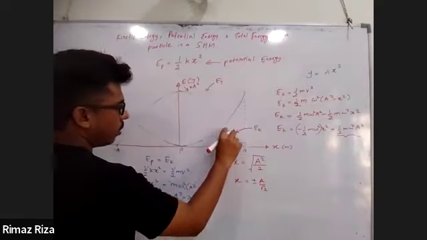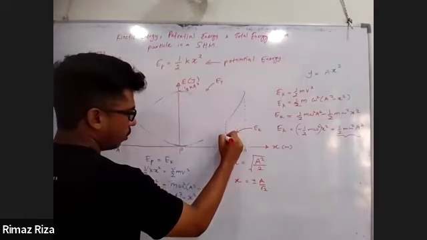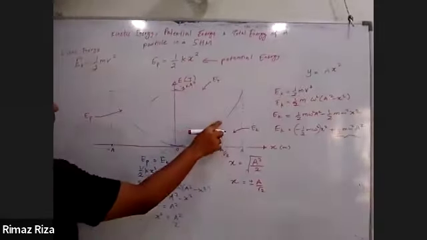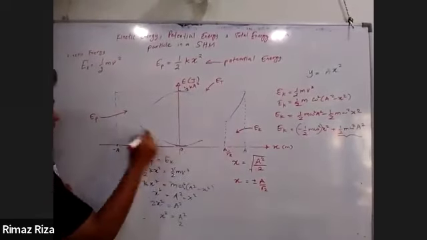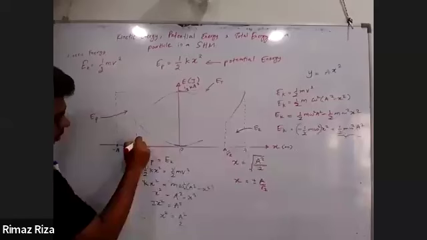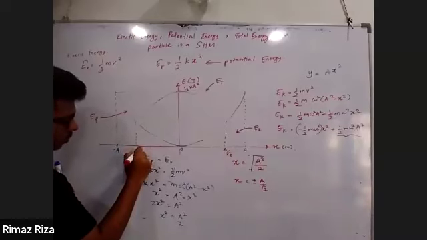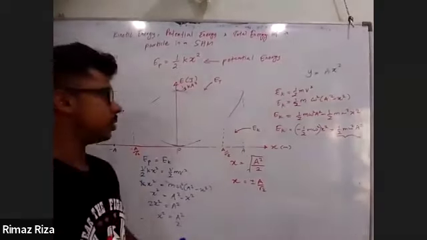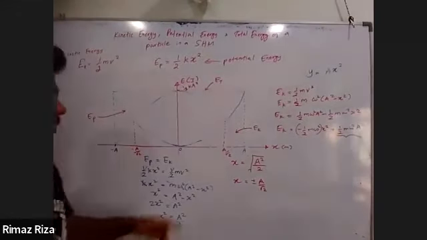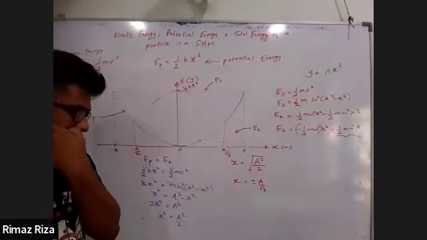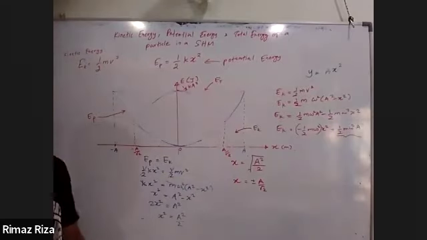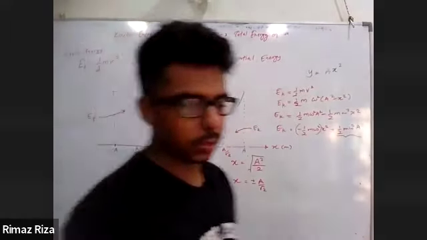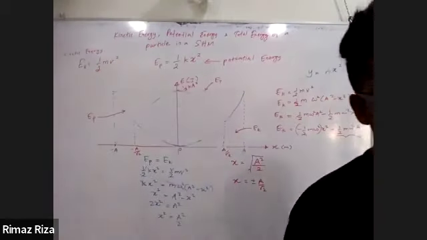So here you can see the kinetic energy is equal to potential energy. The other solution is minus a over root 2. Okay. So we have two solutions for the given question. There are two locations, two positions, where the kinetic energy is equal to the potential energy.